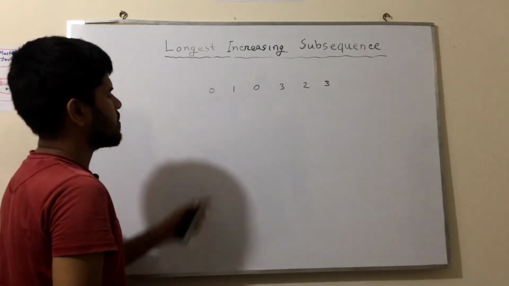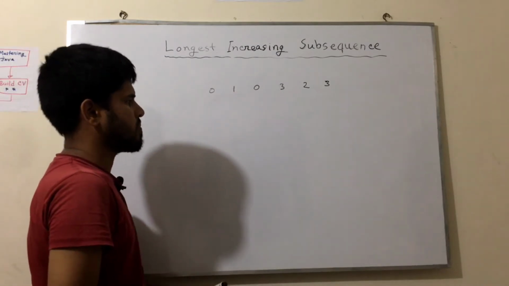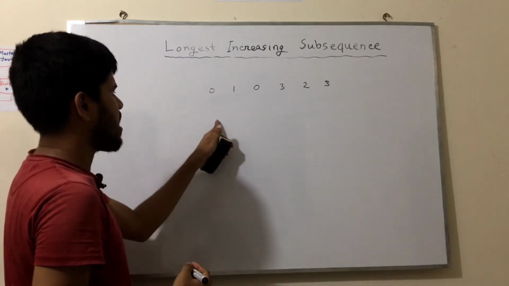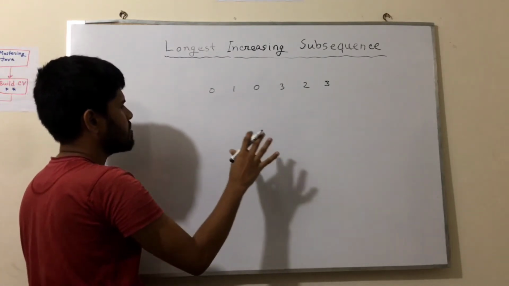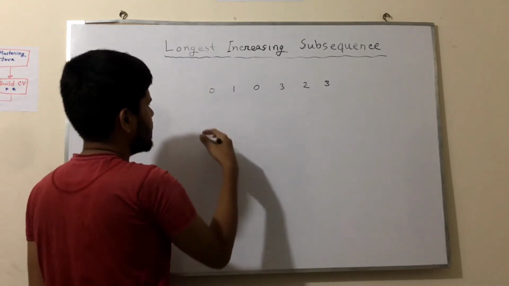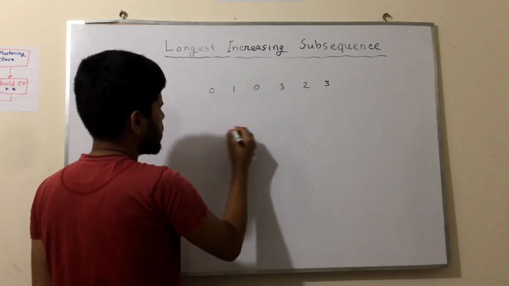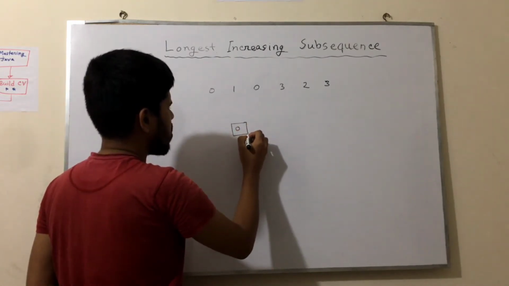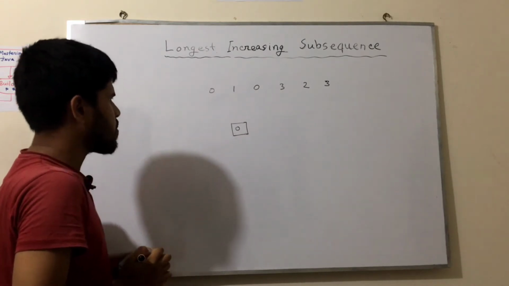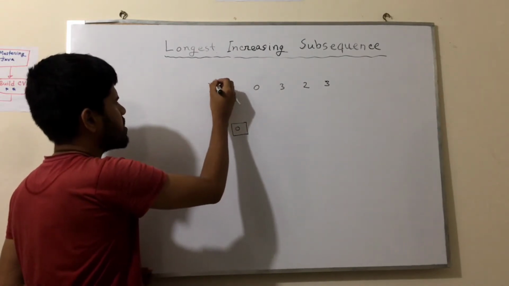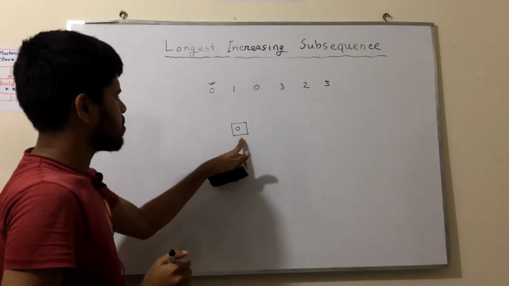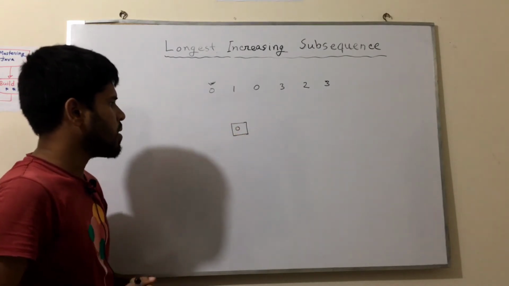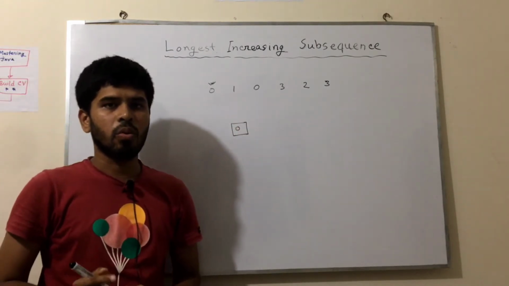Let's assume we're given this list of numbers. First thing, I'm going to create an empty list. So first we have 0. Our list is empty, so we will insert 0 into our list. Okay, we have 0 in our list. This is our list of length 1. At this point, we have included this 0. So this is our first step. Now the length of our list is 1.